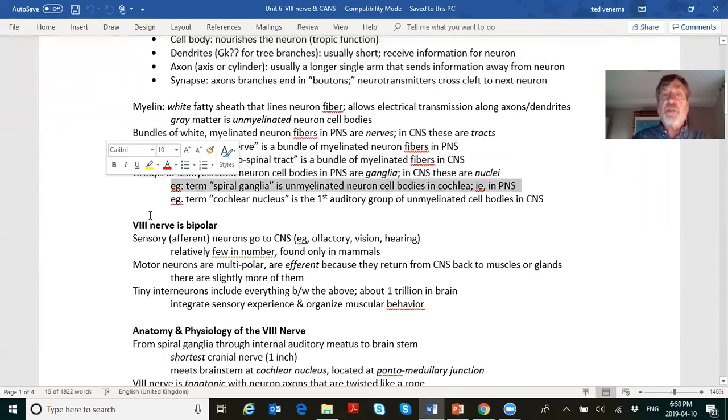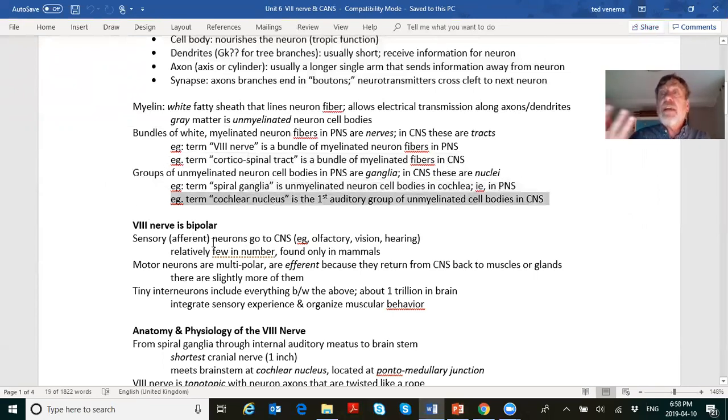For example, the term spiral ganglia refers to unmyelinated neuron cell bodies in the cochlea, that is, in the peripheral nervous system. The term cochlear nucleus, however, or the superior olivary complexes that we covered briefly in acoustics, that's what helps you localize the direction of sound. I said they were a pair of nuclei inside your brain stem. We'll be talking about those more next week. Those are nuclei too. They're groups of cell bodies in the central nervous system this time.